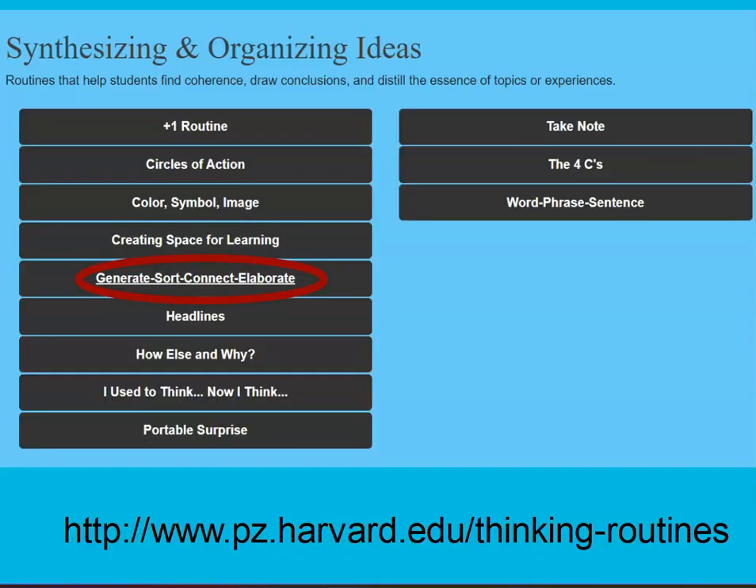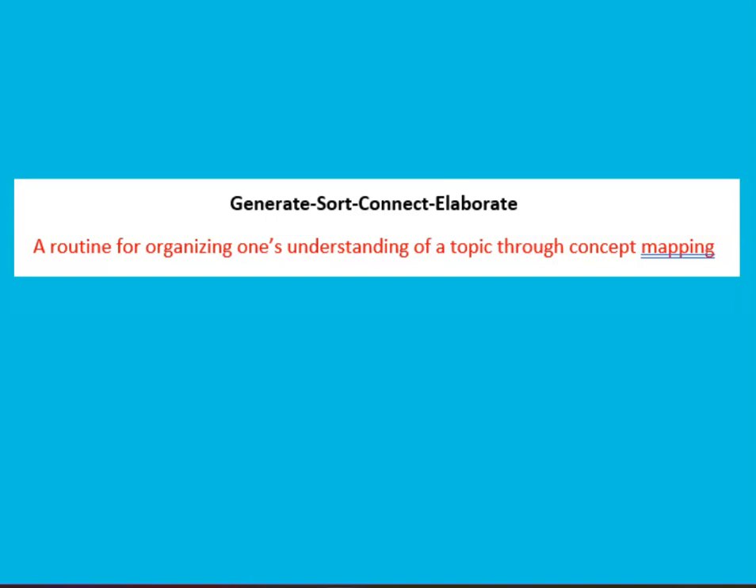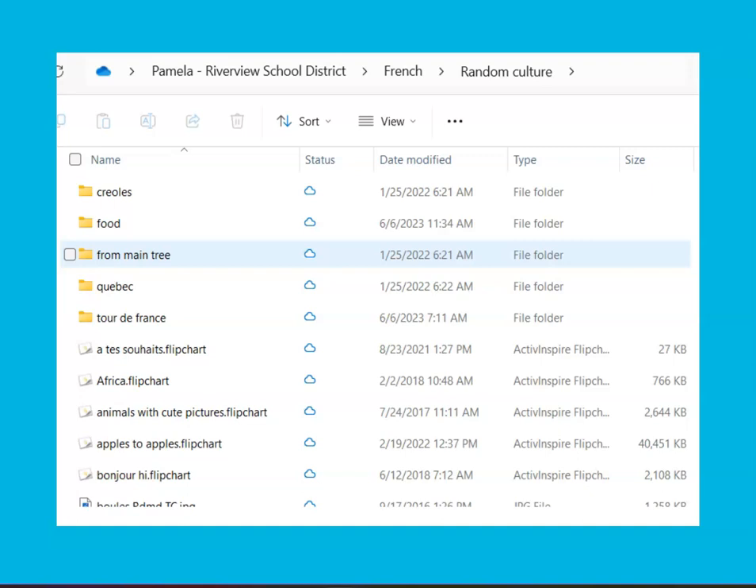So we are in synthesizing and organizing ideas. We're on generate, sort, connect, elaborate. And again, all of these thinking routines are located right here. Link in the description. This is a routine for organizing one's understanding of a topic through concept mapping. And as I alluded to a second ago, this one I've struggled with.